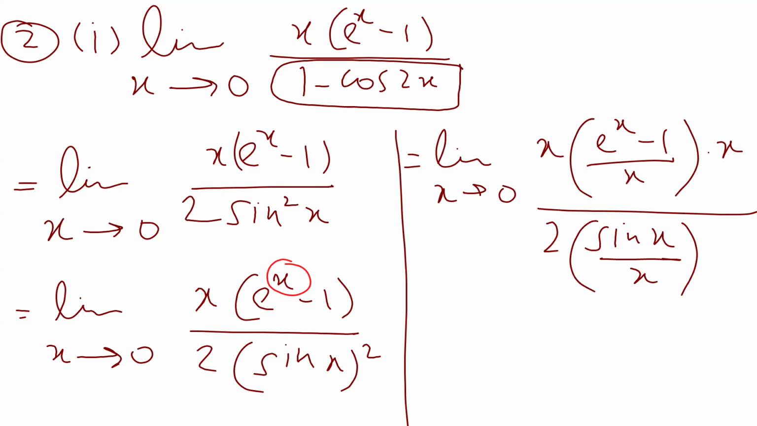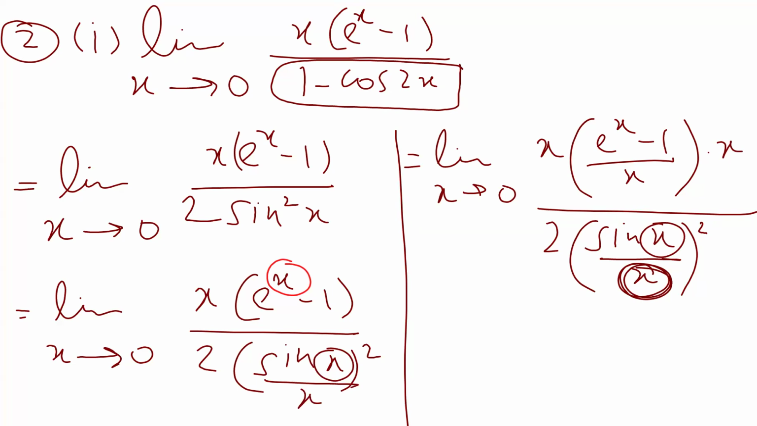Divide with x. Okay, so divide with x the whole square, right? This is square over here. So this is x square. Wait, this is x square. We are dividing with x. This is x, so we are dividing with x.